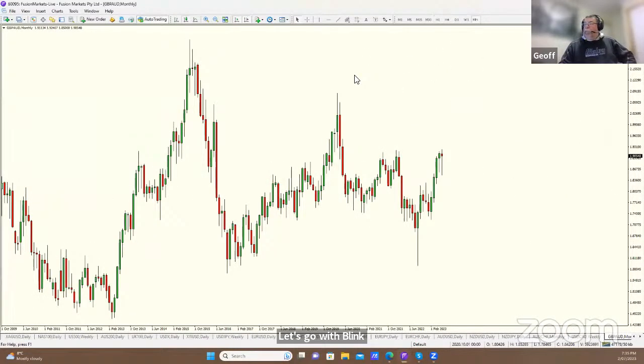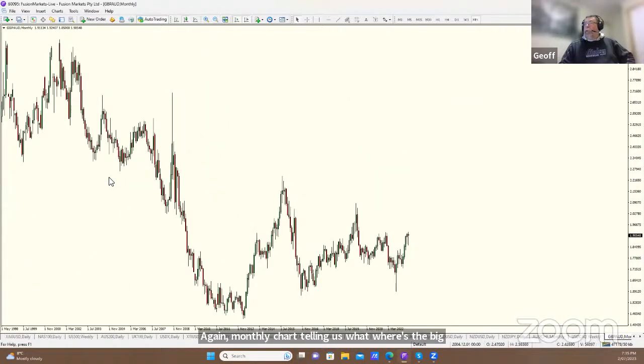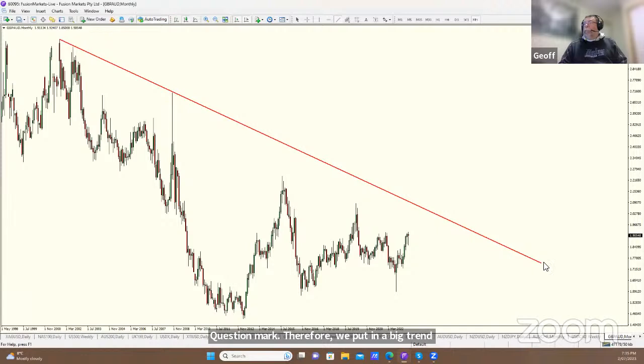Again, monthly chart telling us what? Where's the big dominating force of this chart? Go a little bit wider. Oh, big picture. Double top. Nothing has happened since to suggest that the market's going anywhere other than short. Or is this double bottom here meaningful? Question mark. Therefore, we put in a big trend line. We put in another trend line.